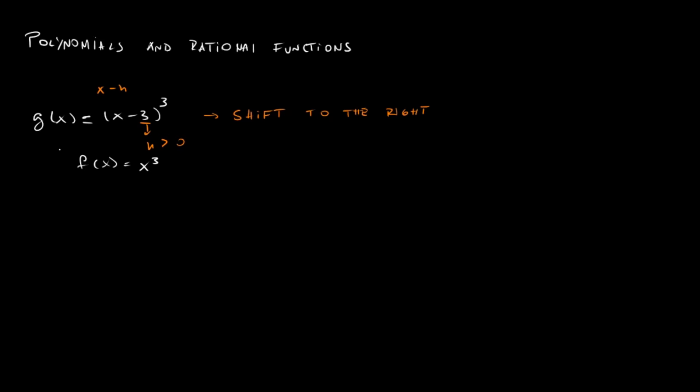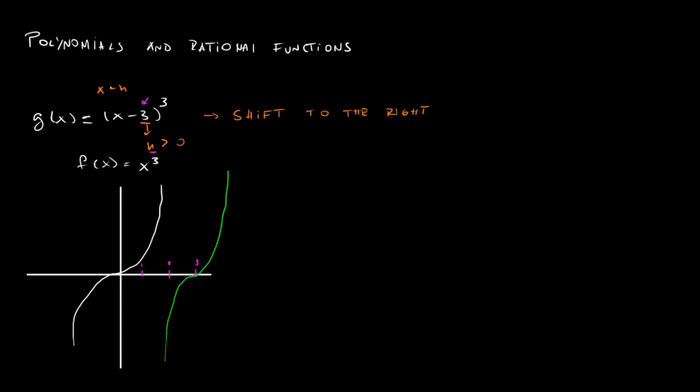So plotting g of x, it's actually very simple. All we have to do is first plot f. We know that the plot of f is something like this. So to plot g, all we have to do is move h units, in our case h equals 3, to the right, and then draw the exact same plot of f, but using 3 as the origin. So our function g would be something like this.